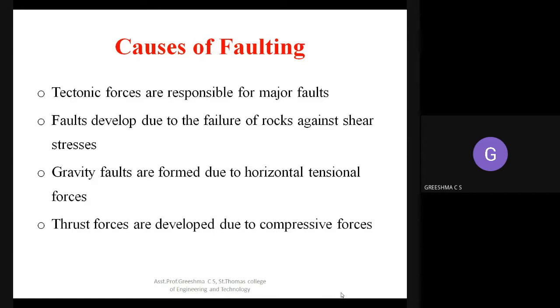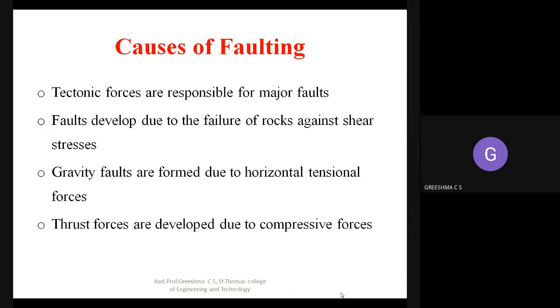Tectonic, non-tectonic forces, all these things we have studied in the second module. So I'm not going to explain that in detail. Anyway, understand that the faults are caused by tectonic forces. Faults develop due to failure of the rocks against shear stress. Because of the shear failure, the faults are occurring.